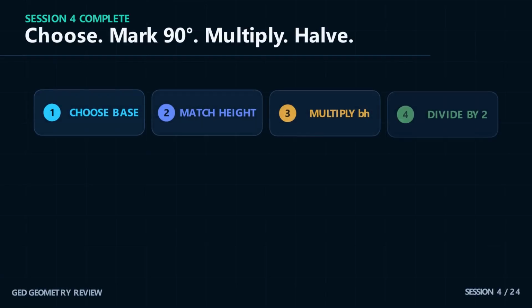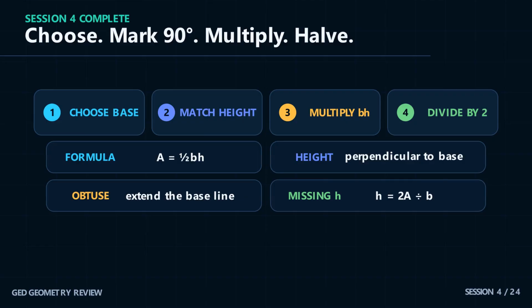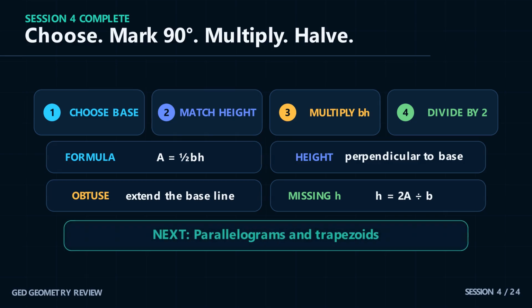Session 4 is complete. Triangle area is 1/2 base times perpendicular height. Choose a base, pair it with the height that meets it at 90 degrees. Divide the product by 2, and label area with square units. A tilted picture does not change the rule, and an obtuse triangle may need an extended base. If area is known, use height equals 2 times area divided by base. In Session 5, we will transfer perpendicular height reasoning to parallelograms and trapezoids.